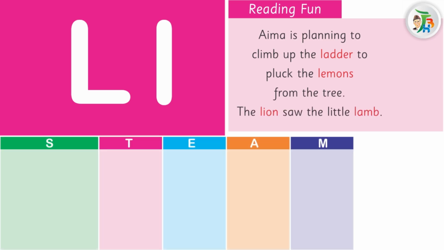STEAM activities. Let's do some fun activities together. S. Tell the students, lion is a wild animal and lives in the jungle. T. Listen to the letter L by watching a video. E. Use blocks to make the shape of L.